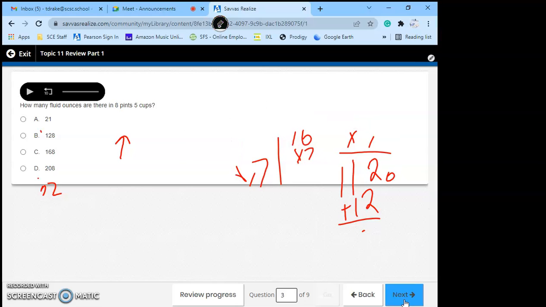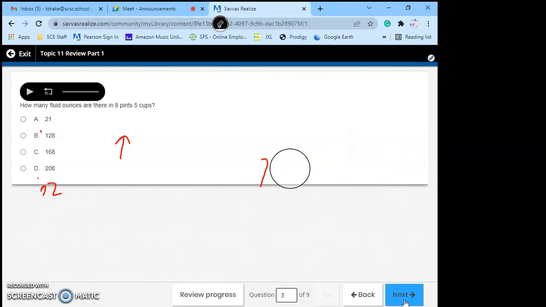Oh, it's not letting me erase. I'm trying to erase. Oh, what's going on there?